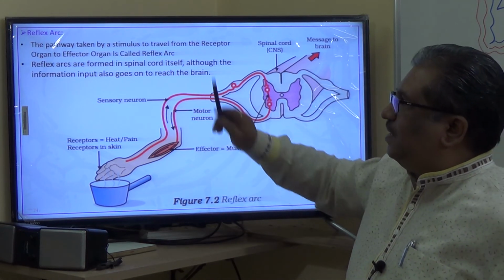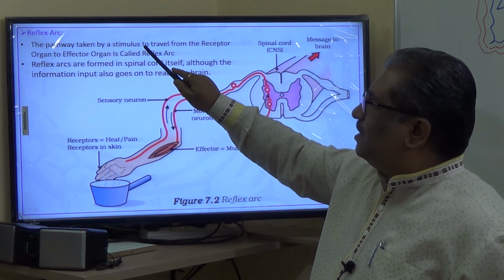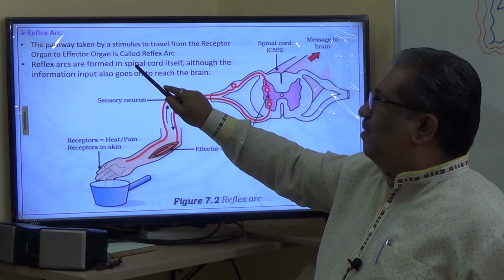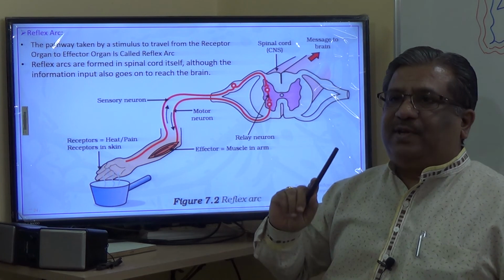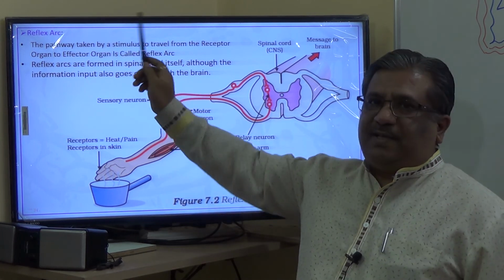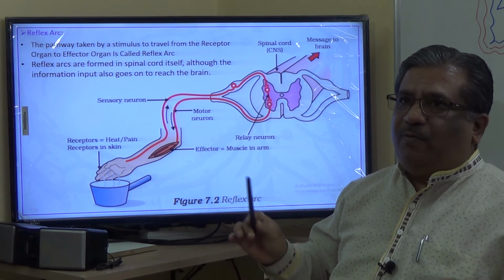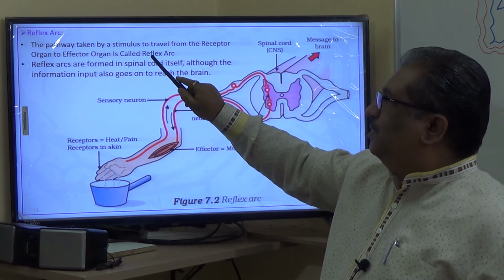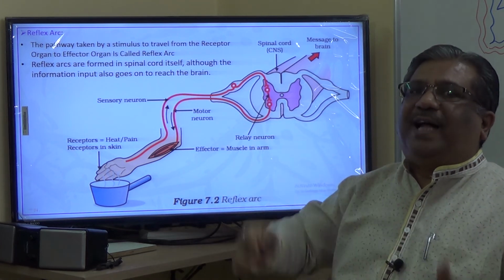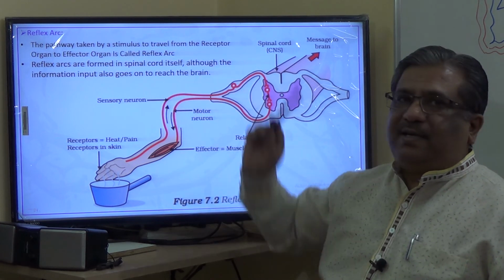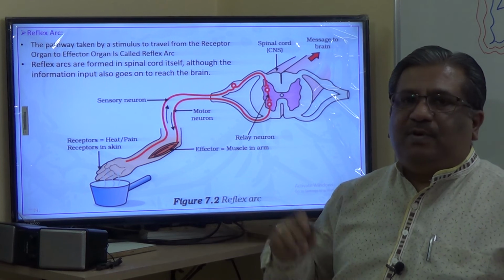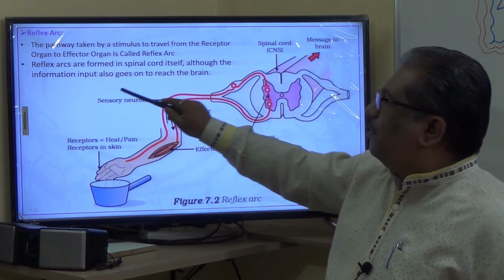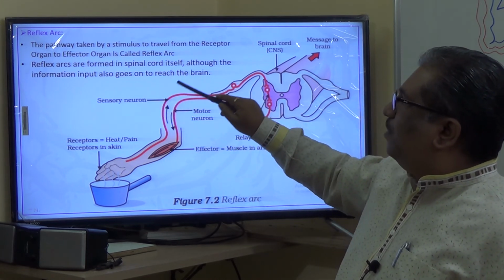Reflex arc. Let us define what is the reflex arc. The pathway taken by the stimulus to travel from receptor organ to the effector organ is called a reflex arc. Definition comes for a 1 mark question. Define reflex arc. The pathway through which a stimulus travels from receptor to the effector is called the reflex arc. Reflex arcs are formed in the spinal cord itself, although the information input goes on to reach the brain.